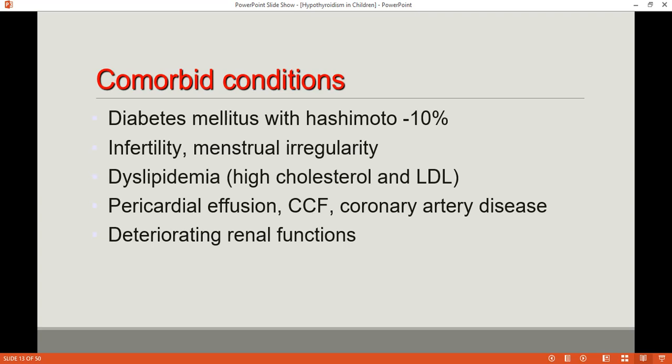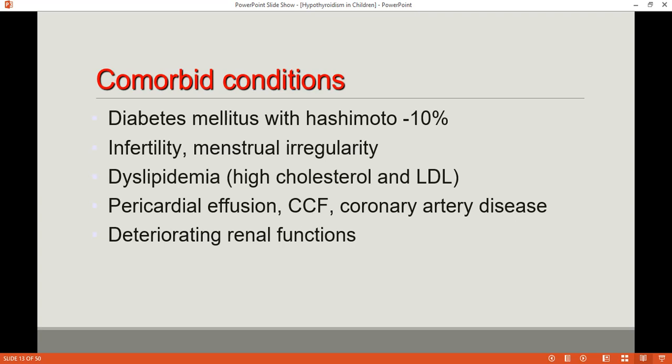Then there are comorbid conditions, or associations of other disorders, with hypothyroidism. You know that diabetes mellitus is an autoimmune disorder, so with Hashimoto thyroiditis, 10% of patients can present with diabetes, and we have patients in the endocrine OPD and endocrine department who have diabetes mellitus as well as hypothyroidism. Then in later age, infertility and menstrual irregularity can present with hypothyroidism.